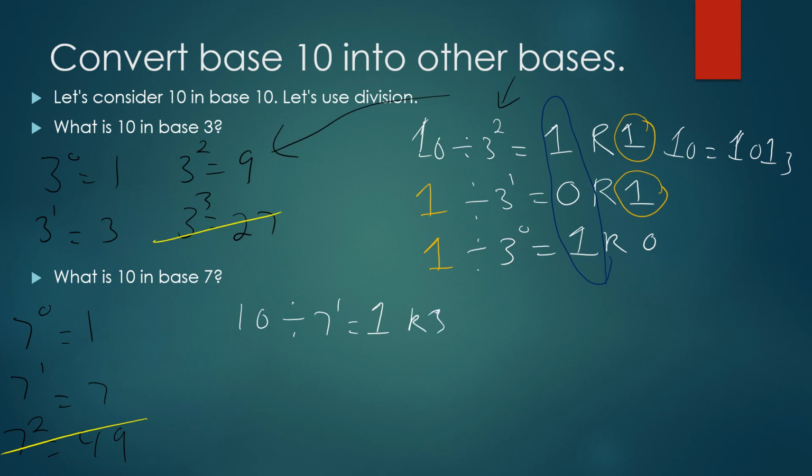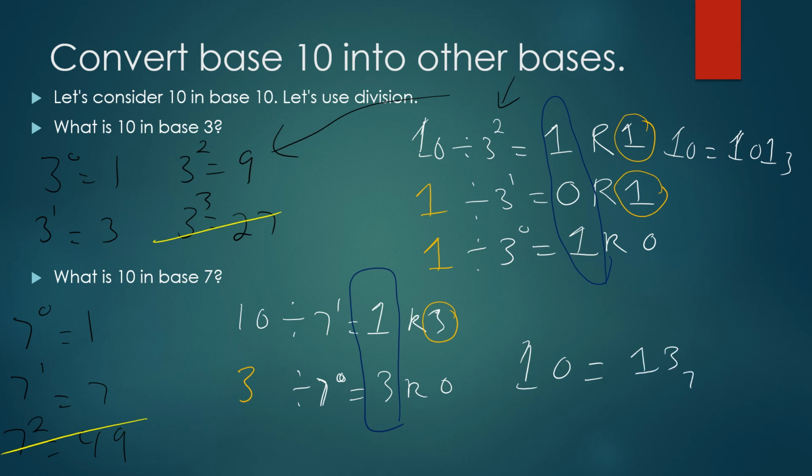And then we're going to take that remainder of 3, and I'm going to divide that by the next power, so to speak, 7 to the 0, which gives me 3, remainder 0. Again, the numbers that are here, the number of groups, represent the digits in our number in base 7. So 10 is the same thing as 1, 3 in base 7.